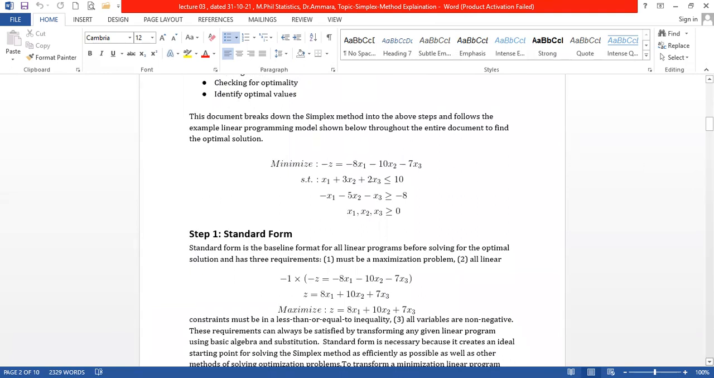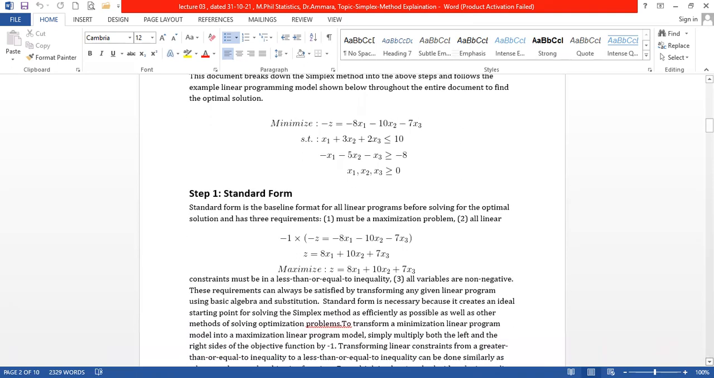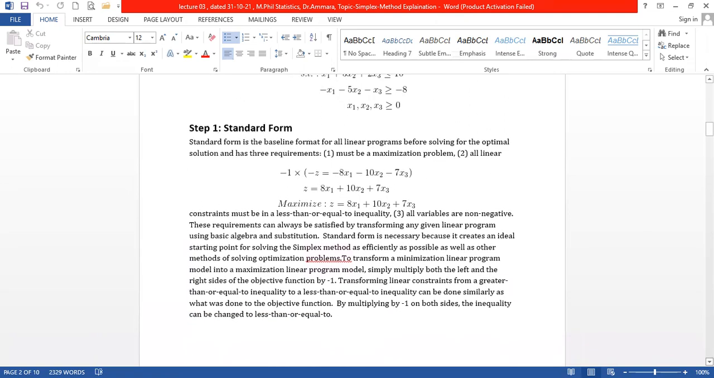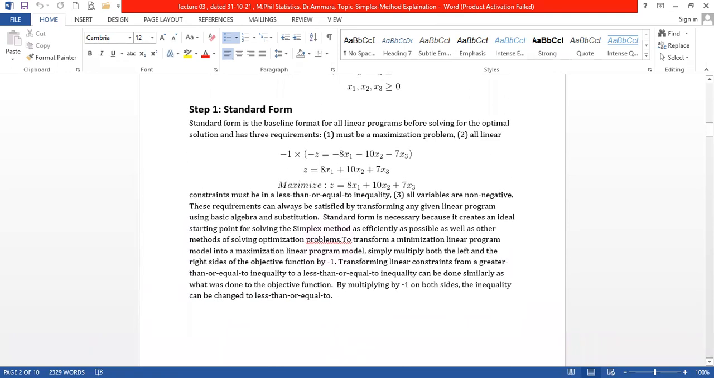So an example is given over here. It is about minimization, and we have to find the optimal solution with the help of the simplex method. First, we will convert it into the standard form, and because it was a minimization problem, we transform the objective function into the maximization form.